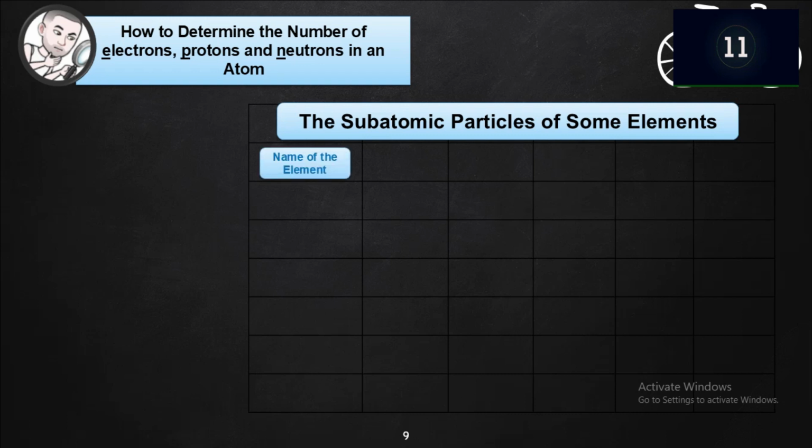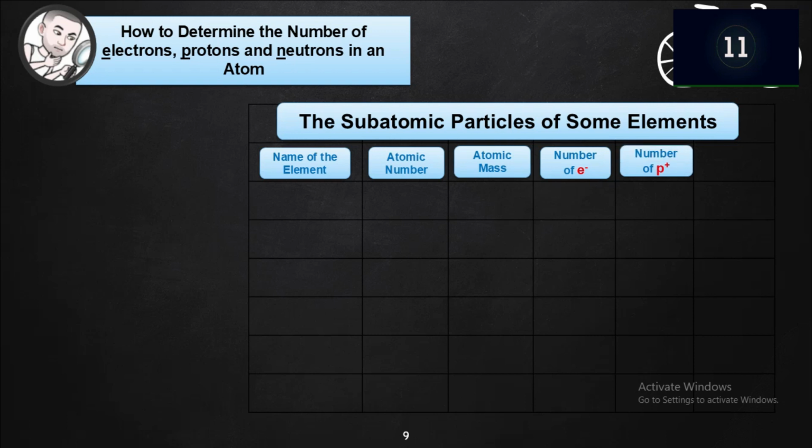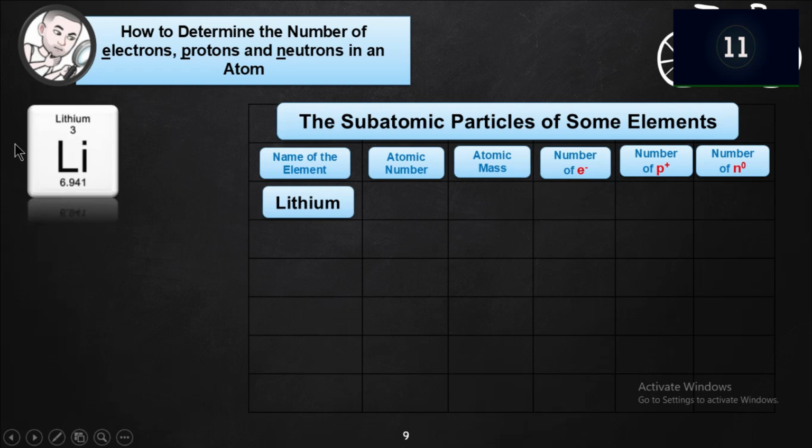So, first is yung name of the element, pero given na yan. So, first information is atomic number, the atomic mass, the number of electrons, the number of protons, and the number of neutrons. So, let's start here with lithium. So, ito yung mga information na makikita natin kay lithium. Yung atomic number niya is number 3.